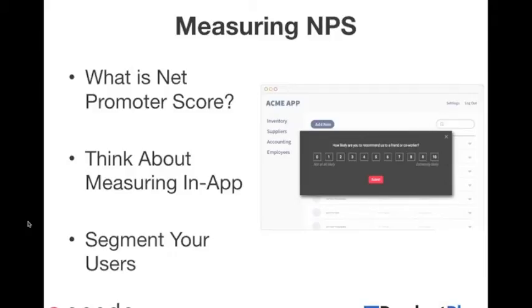A second group is passives. Those are generally satisfied customers, but maybe unenthusiastic. They can be more easily wooed by the competition.